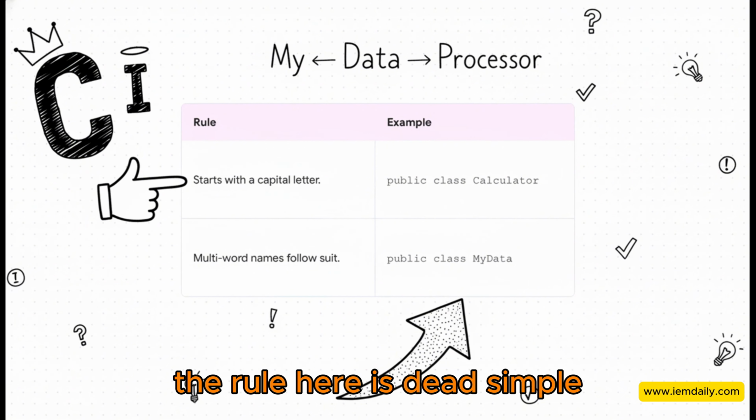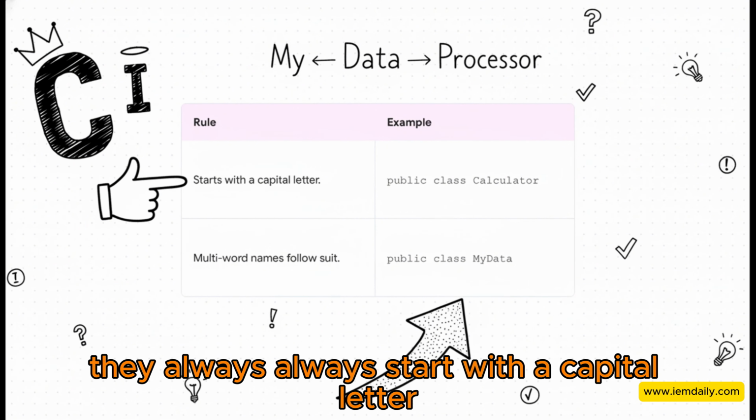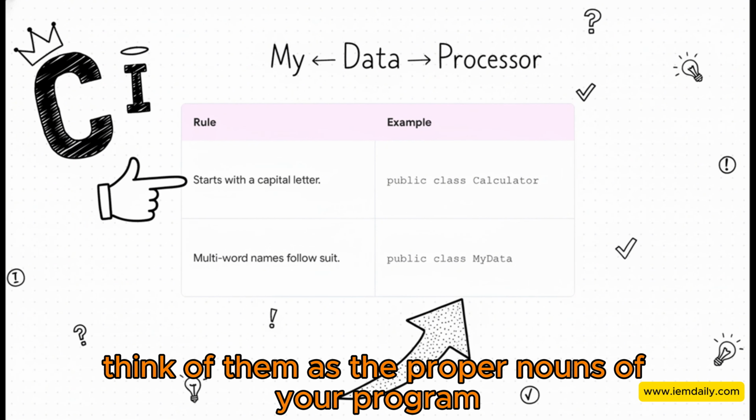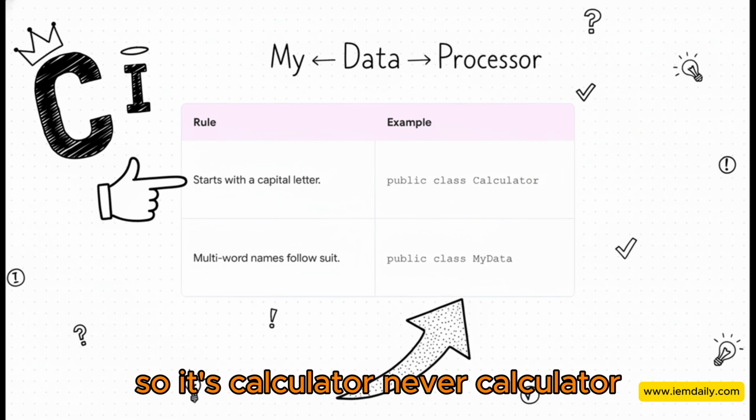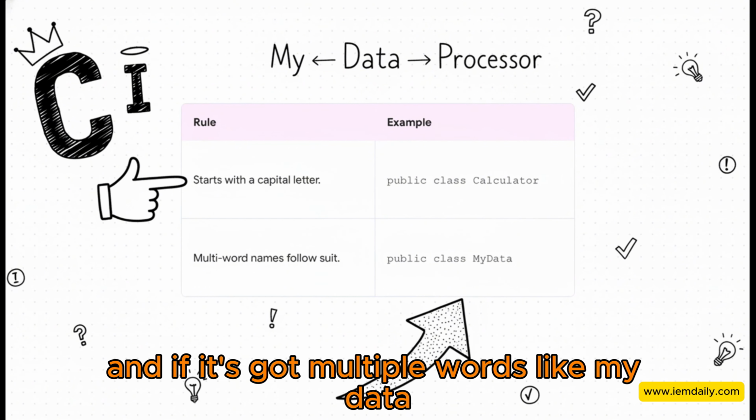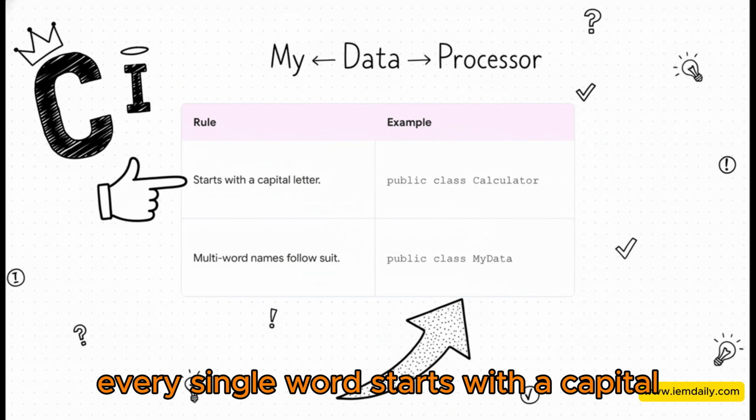The rule here is dead simple. They always start with a capital letter. Think of them as the proper nouns of your program. So it's Calculator, never calculator. And if it's got multiple words, like MyData, every single word starts with a capital.